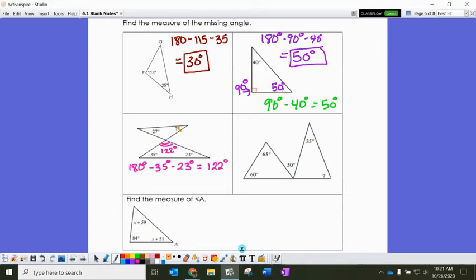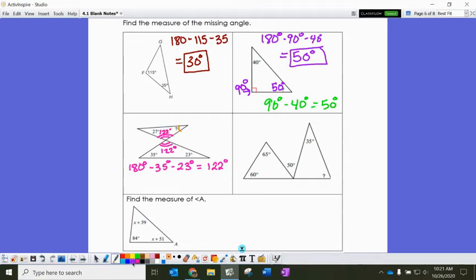Now, how is that helpful to me when what I really want to know is that orange angle? Well, what do we notice? How many of you see it? We've got vertical angles here. And what do we know about vertical angles? Vertical angles are congruent. So if this is 122, then that angle is also 122.